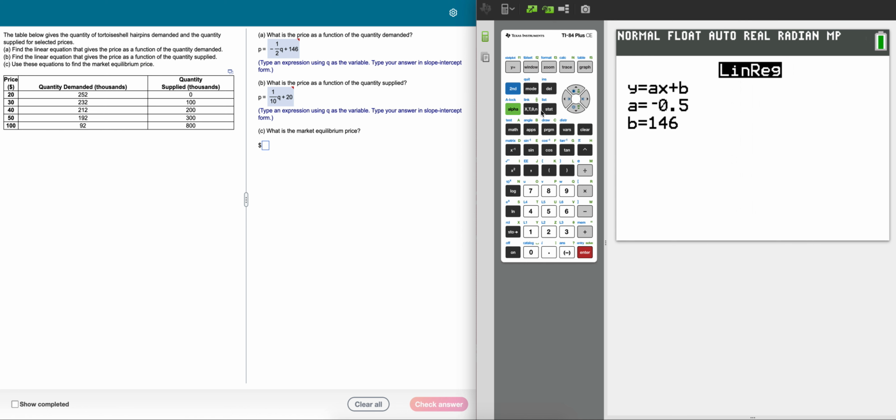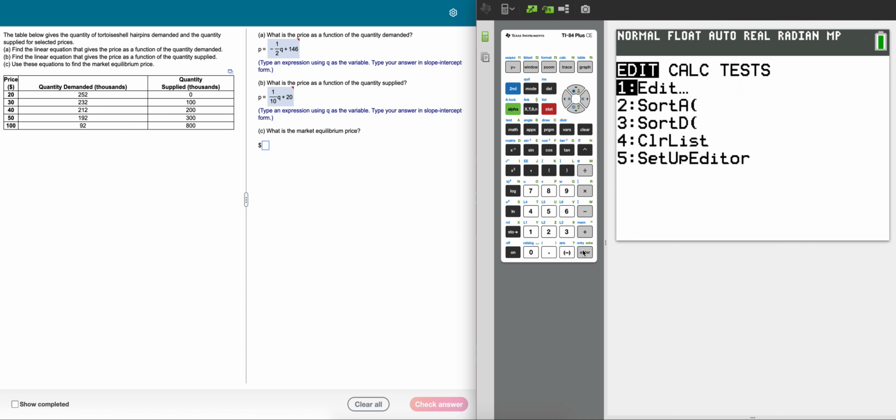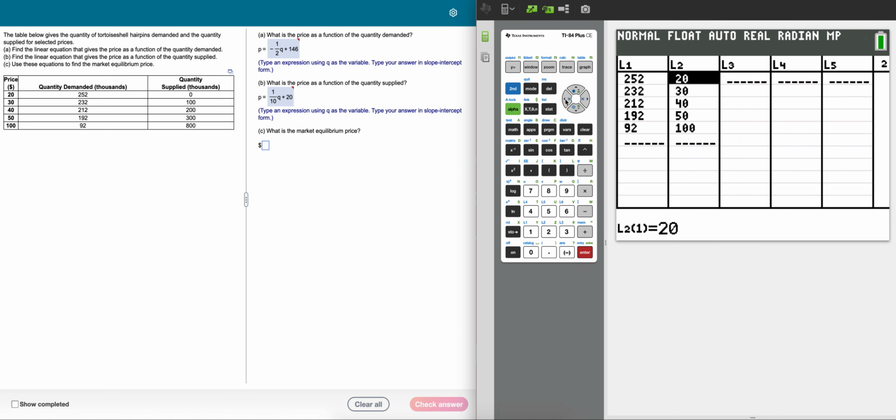The second equation wants price as a function of quantity supplied. So for this one, I'm going to go into the table. So I'm going to hit Stat and then Enter. And I'm going to edit my X values. So that's list 1. So now I'm looking at quantity supplied. So I'm going to replace list 1 with this third column that I'm given. So I'm going to do 0, 100, 200, etc. And then I'm going to repeat the process.